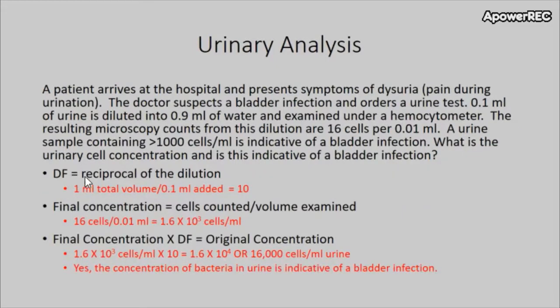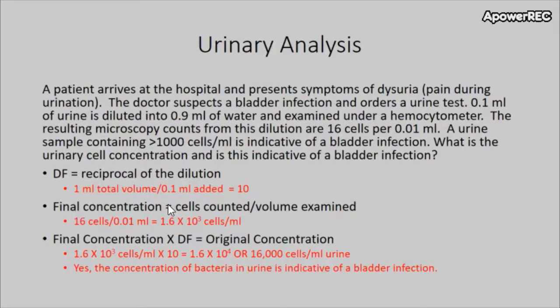So again, a dilution factor is the reciprocal of the dilution, or the opposite if you flip it upside down. And we had 1 mil of total volume. It was 0.9 mils of water plus 0.1 mils of sample added. So our dilution factor is 10 because our dilution was 0.1 to 1. So 1 divided by 0.1 is 10.